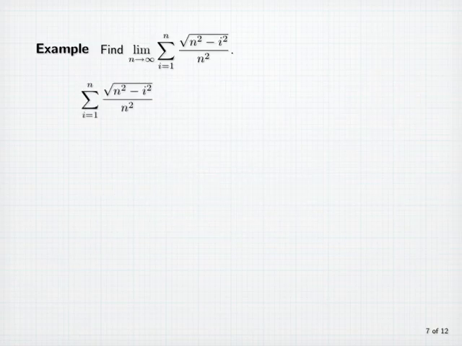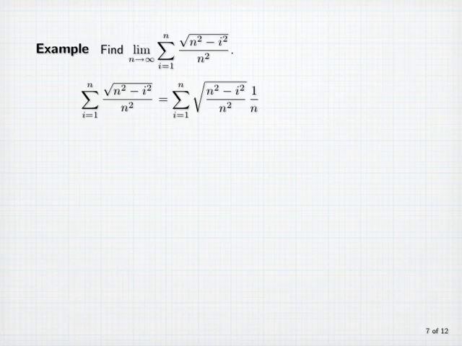Now, let's look at our sum. We'll rewrite the summand, the square root of (n squared minus i squared) over n squared, as the square root of (n squared minus i squared over n squared), all underneath the radical, times 1 over n. The quantity under the radical can be rewritten as 1 minus the square of i divided by n. Now the numbers i divided by n as i goes from 1 to n are simply the right-hand endpoints of subintervals of width 1 over n between 0 and 1.